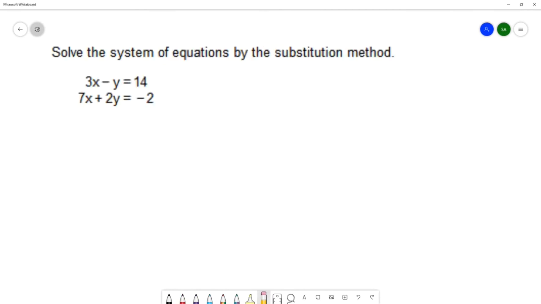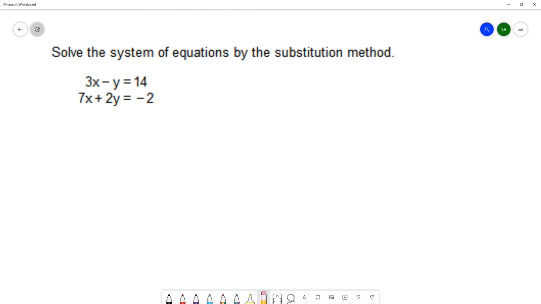Solve the system of equations by substitution method. We have the system of equations 3x minus y equals 14 and 7x plus 2y equals -2. The directions specifically say to use the substitution method, and in the substitution method you want to choose one of the equations and solve for one of the variables.